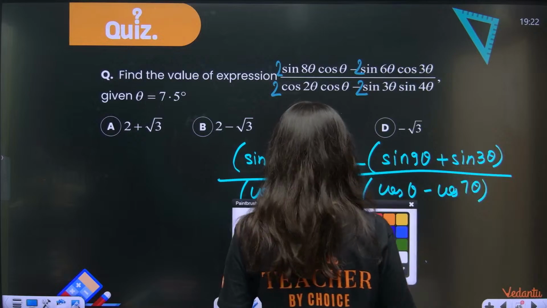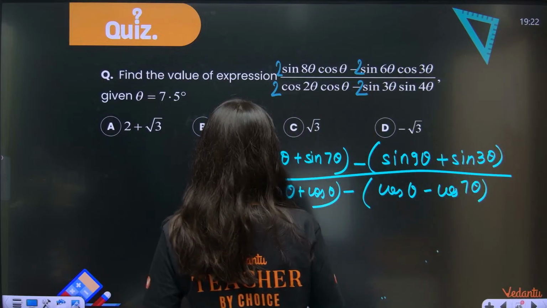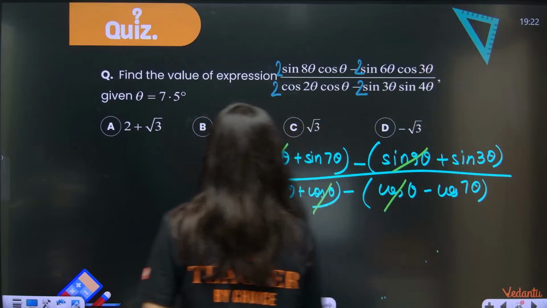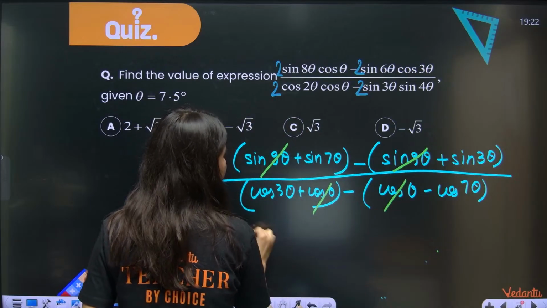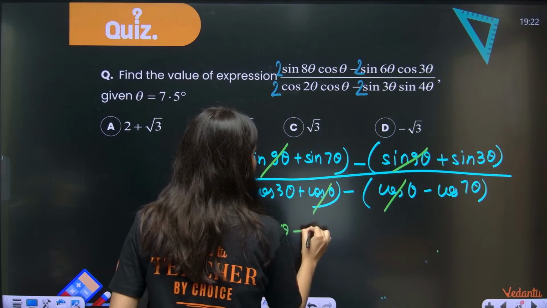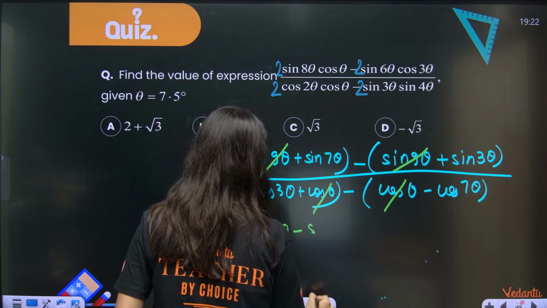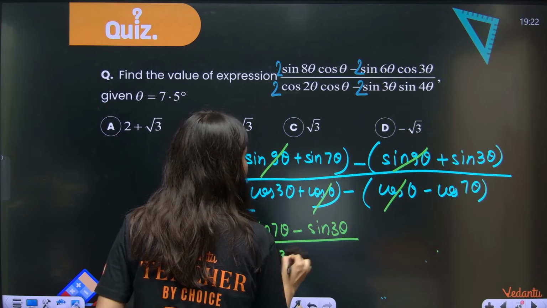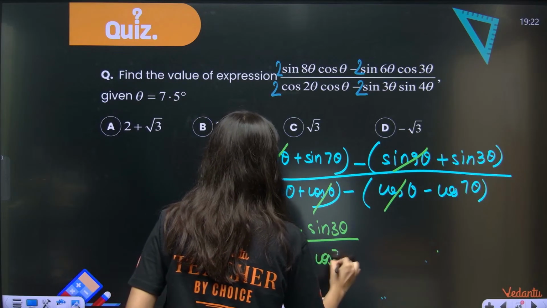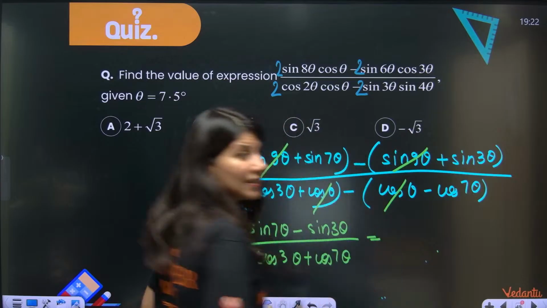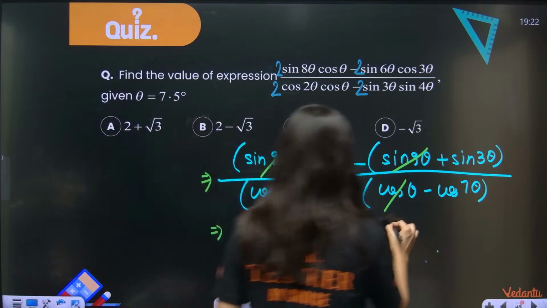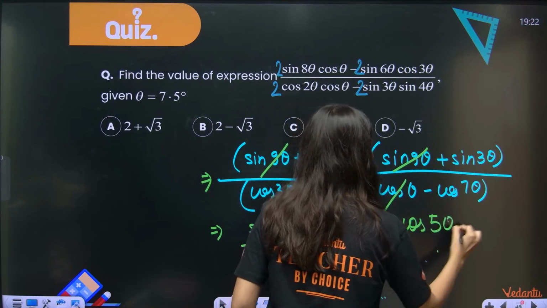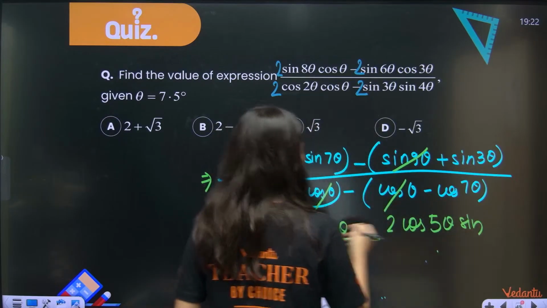Now start cancelling the terms. Sin 9 theta gone. Cos theta gone. So now I'll be left with sin 7 theta minus sin 3 theta. And this is cos 3 theta plus cos 7 theta. Sin C minus sin D: 2 cos (C plus D) by 2, sin (C minus D) by 2.